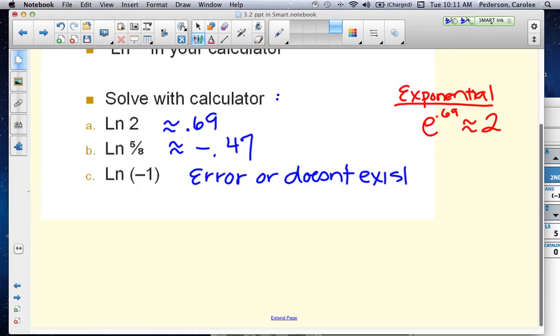Tomorrow, when we get into graphing logarithms, you're going to understand more why this is true in your calculator. It's to do with the domain. There's domain restrictions on logarithms. So we'll get into that tomorrow.